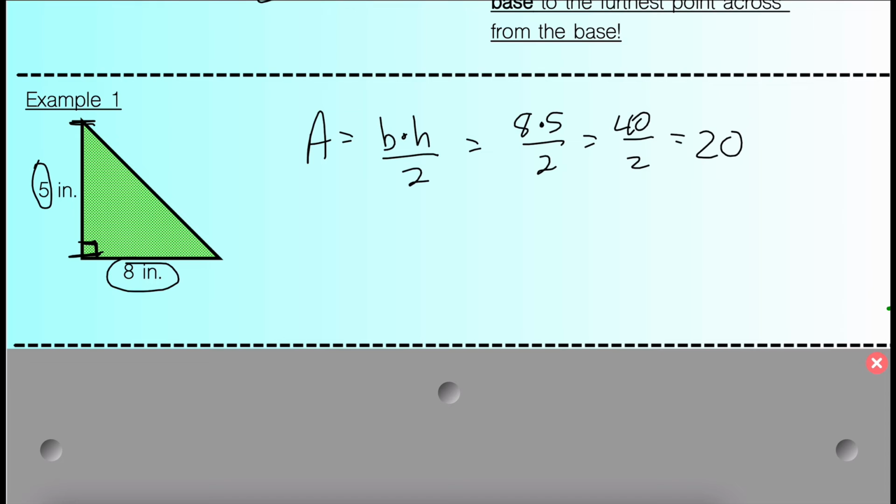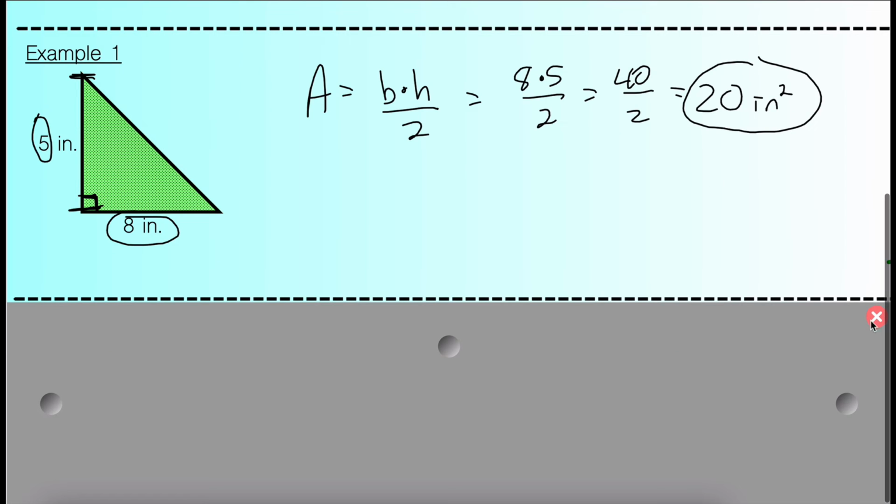Now, always remember your units. Since we're dealing with inches, that would be inches squared. 20 inches squared. Base times height divided by 2. Or base times height times 1/2. You're going to get to 20 inches squared either way.